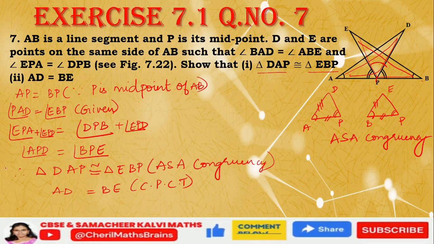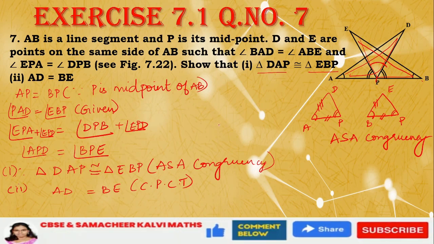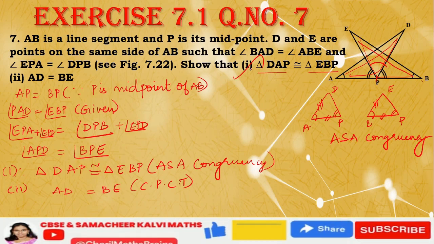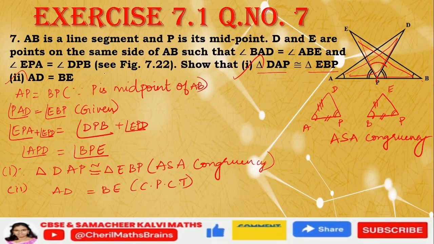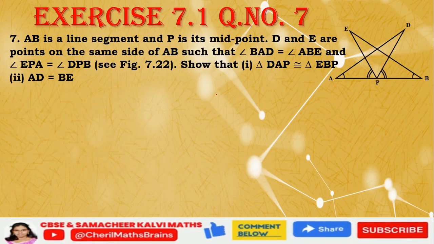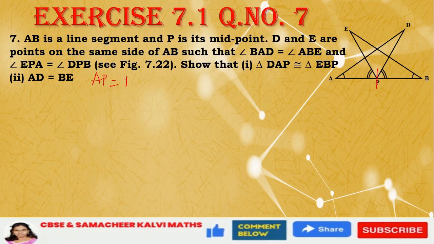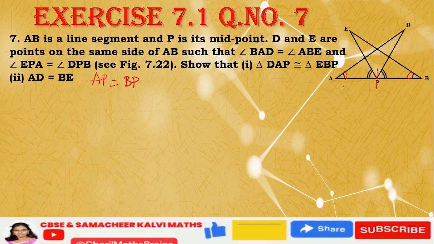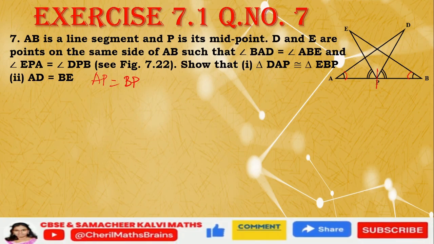So we have proved both the first and the second question. It's very simple, children. When you are given like this, if you do one, you will automatically be able to do the second one also. Is it clear? Once again, let's have a quick run through. We are given that P is the midpoint, so we are able to say AP is equal to BP. Then we are given these two angles are equal. So with that directly we are able to do it.